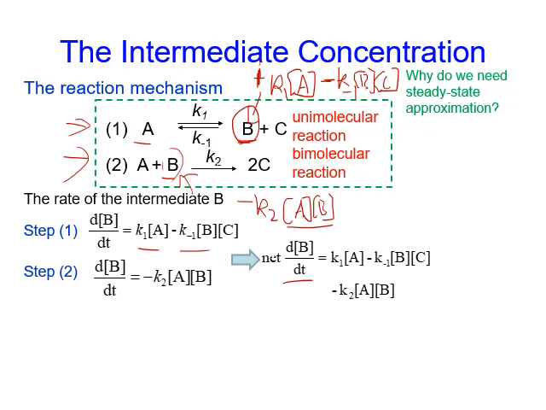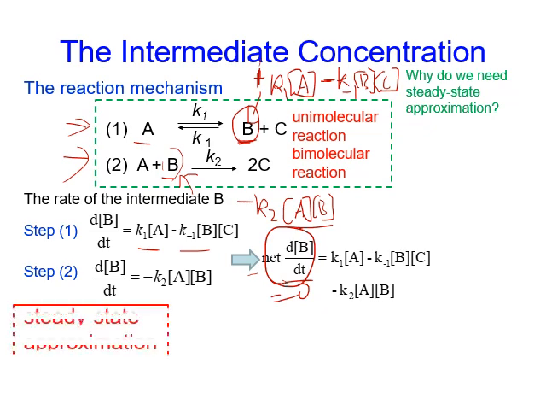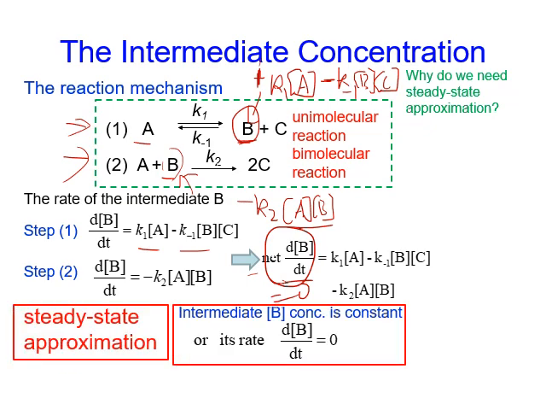Now, what does the steady state approximation say? The steady state approximation says the concentration of B is low, and particularly is constant. Constant means it doesn't change with time. This is 0. This is the change over time. It shouldn't change. That's what the steady state approximation says. Therefore we let this be 0, and therefore we can calculate B.